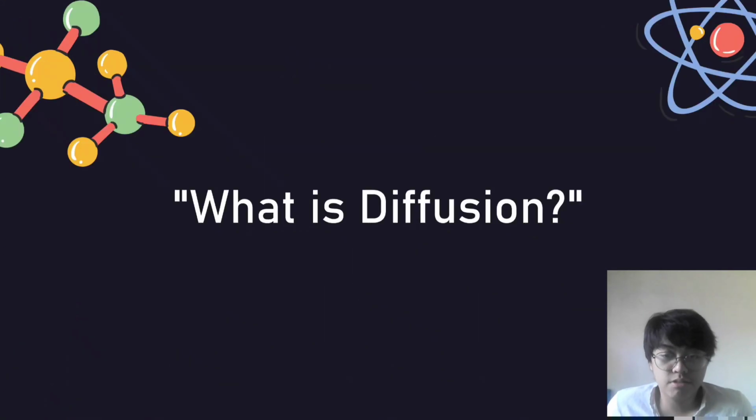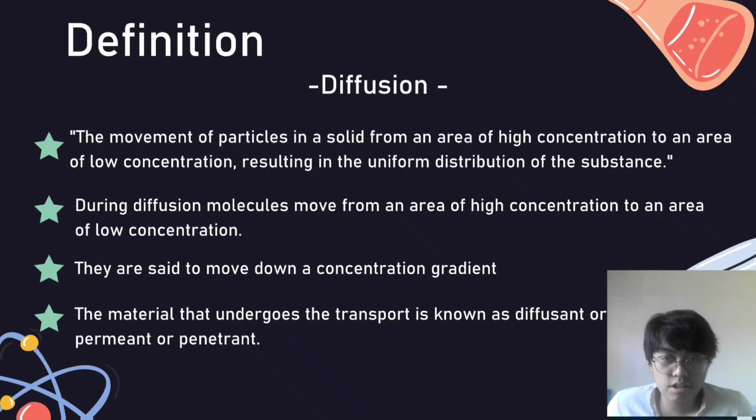What is diffusion? The definition of diffusion is the movement of particles in a solid from an area of high concentration to an area of low concentration, resulting in the uniform distribution of the substance. During diffusion, molecules move from the area of high concentration to an area of low concentration. They are said to move down a concentration gradient. The material that undergoes the transport is known as the diffusant, or permeant or penetrant.